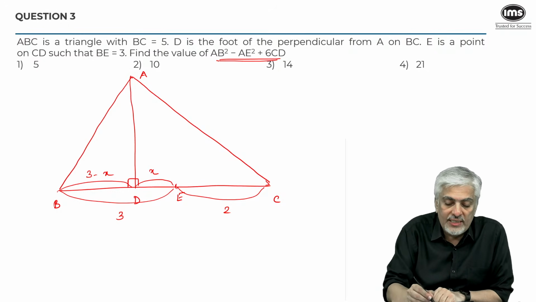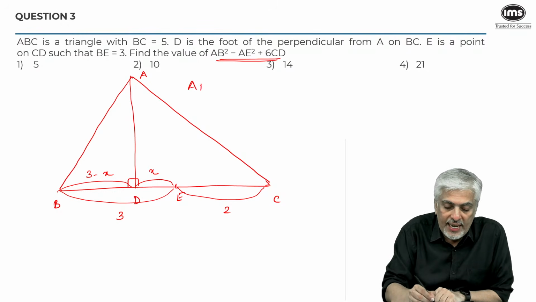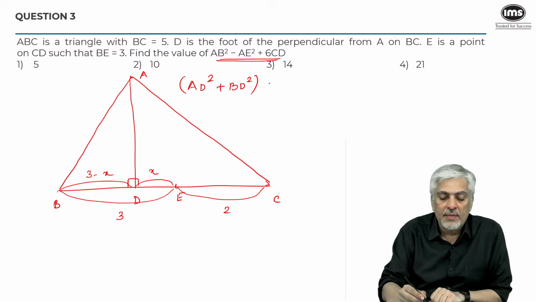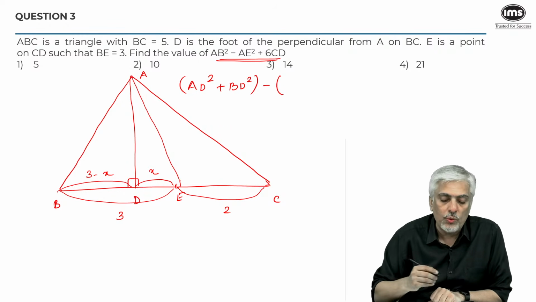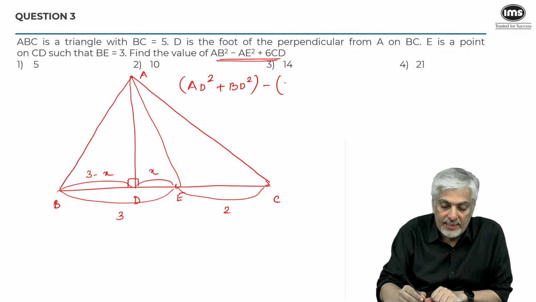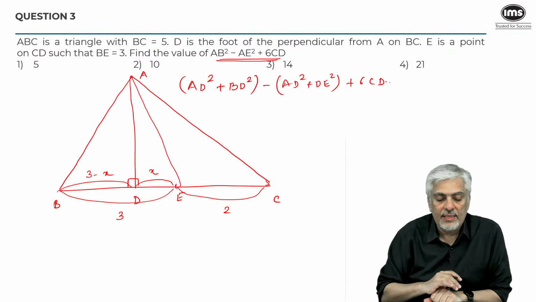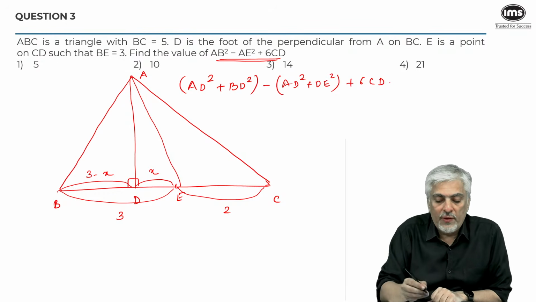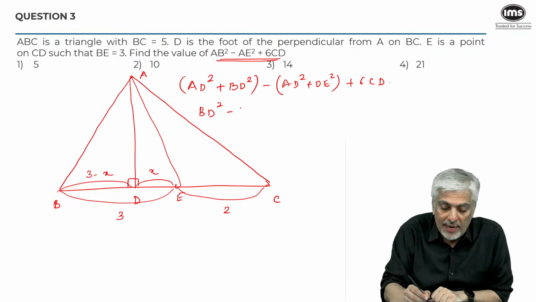First, from what they've asked for, AB square. What can I write AB square as? AB square can be written as AD square plus BD square, minus AE square. What will be AE square? It will be AD square plus DE square plus 6CD. These are the things which have been asked for. If I open this bracket up, AD will cut. So I'll be left with BD square minus DE square plus 6CD.